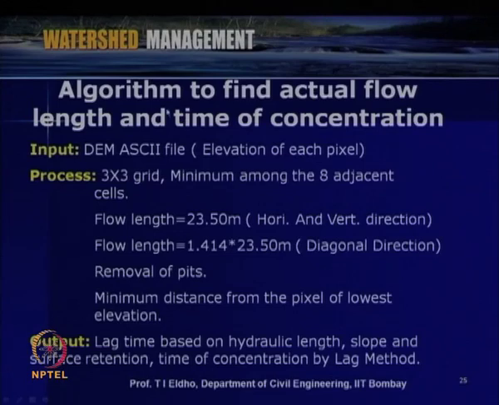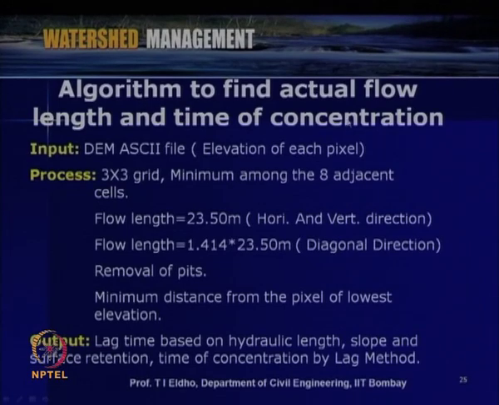Now the algorithm to find actual flow length and time of concentration. The input, as I mentioned, is a digital elevation model in an ASCII file, that means the elevation of each pixel. The process uses a 3x3 grid, taking the minimum among the 8 adjacent cells. Flow length is 23.5 meters in the horizontal and vertical directions, and 1.414 times 23.5 in the diagonal direction. The removal of pits is done when we develop the detailed elevation model, and then the minimum distance from the pixel of lowest elevation is considered. The output is lag time based on hydraulic length, slope, and surface retention, and time of concentration by the lag method.